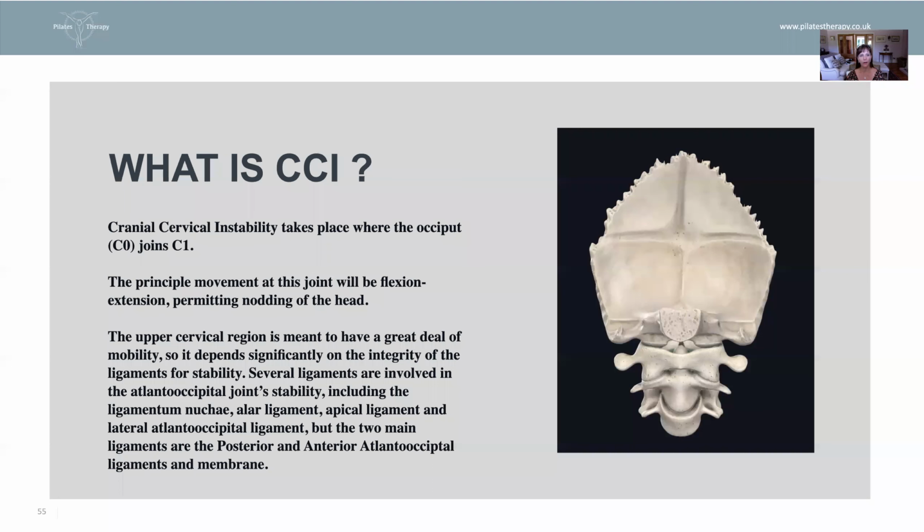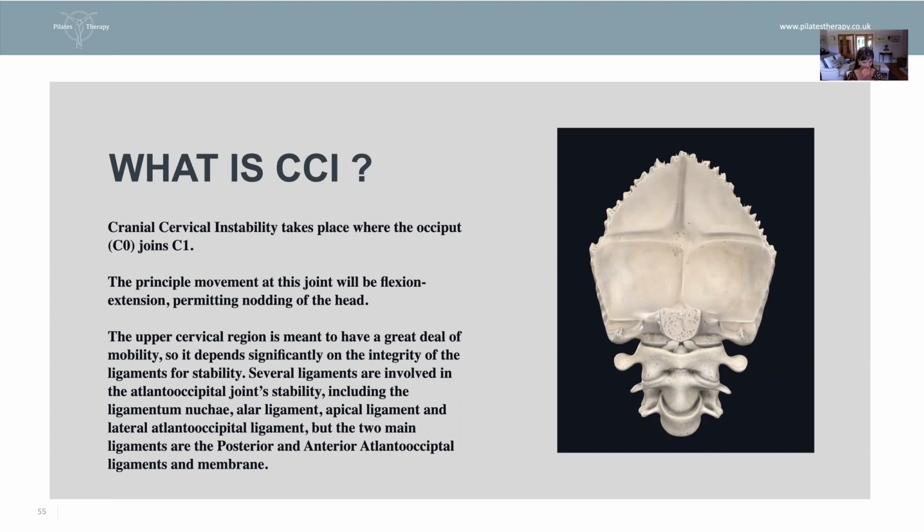Right, so we are looking at cranial cervical instability today. So where does this take place? This takes place right at the very top where the base of your skull, your occiput, joins the C1, which is the very first vertebrae of the spine. Last week we looked at the first and second cervical vertebrae, so we're now jumping a step up above. The principal movement at this joint will be flexion and extension, which is you nodding your head yes.